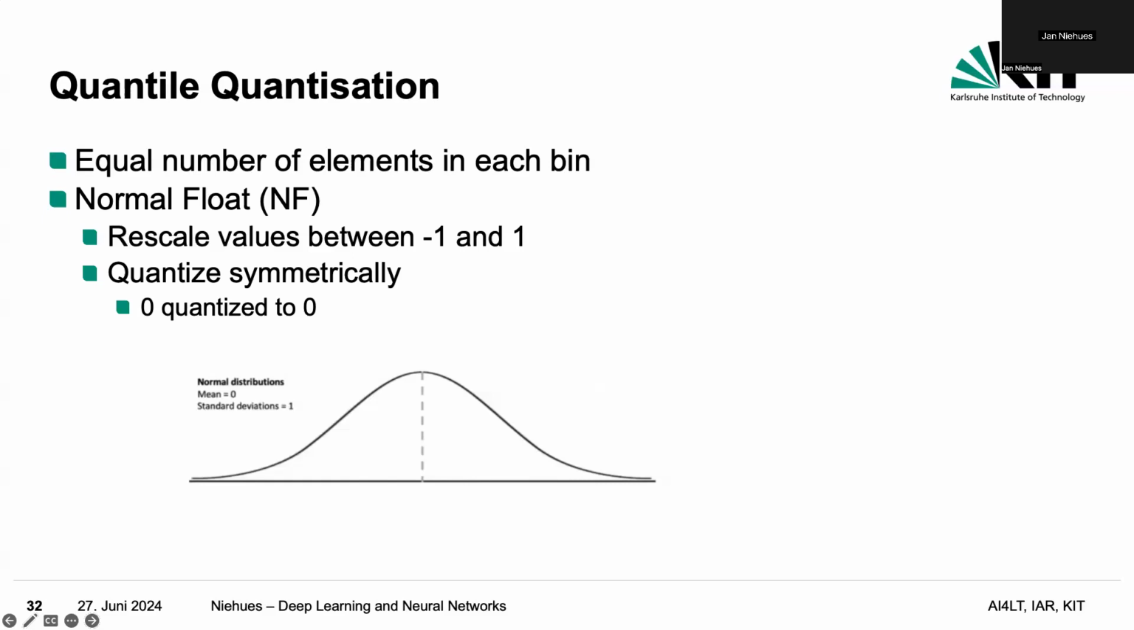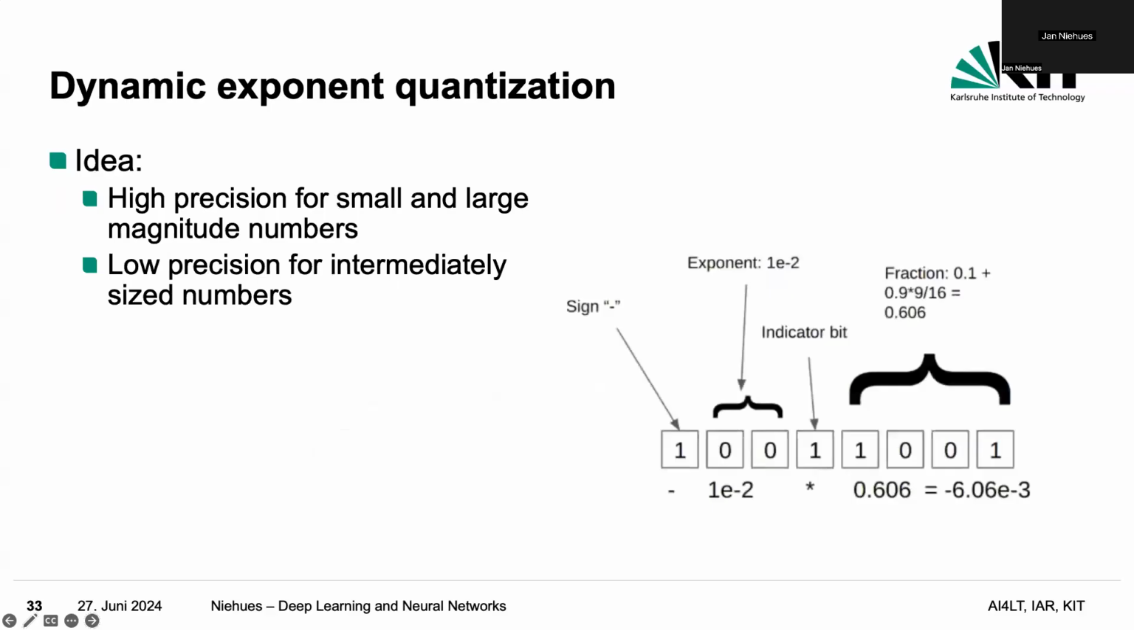Then we have one last way of doing that, and that is called the dynamic exponent quantization. Here the idea was to have very high precision for very small and very large values, and medium precision for the rest. This happens because in Adam optimizers and so on, you often do a division, and it's important that if you divide by a very large number, you get small numbers, so that you still have a high precision there. It's important to have this.